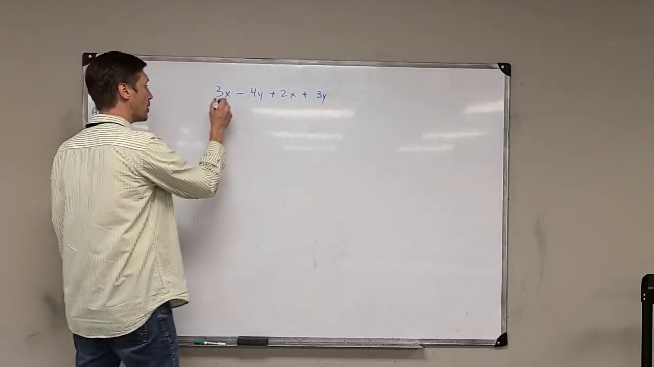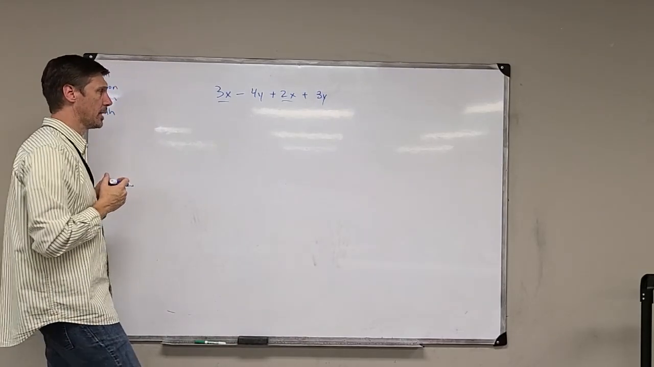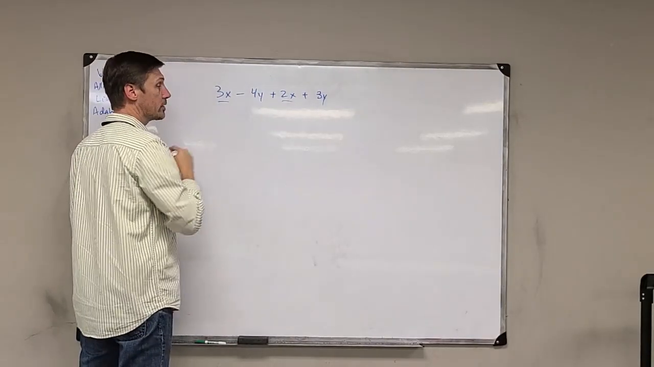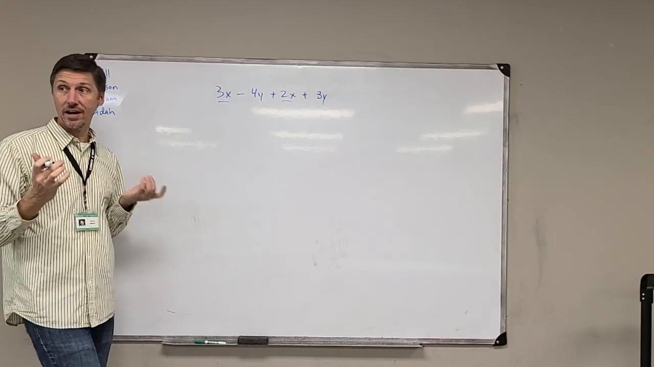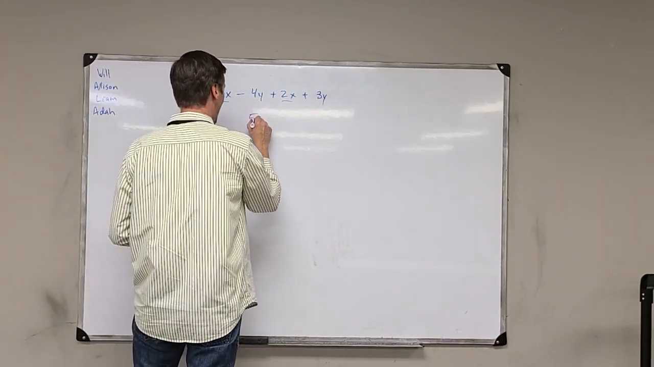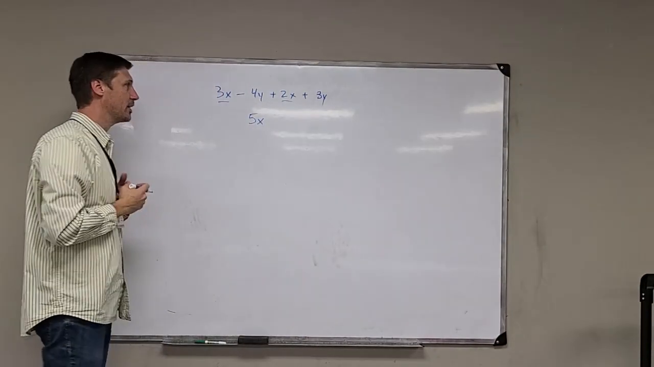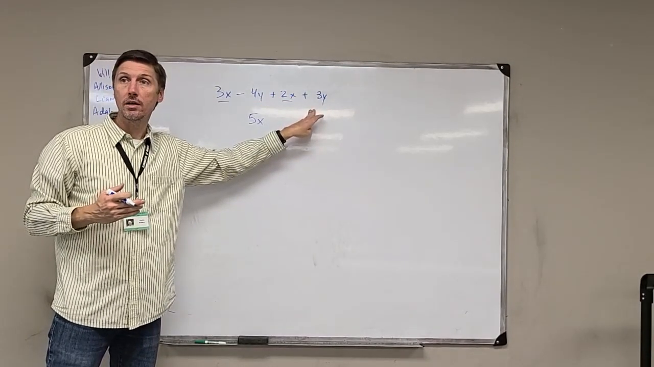So all of my X terms I can combine, right? And all of my Y terms I can combine. So 3x plus 2x gives me what? 5x, right? 3 plus 2 is 5. All right, so 3 plus 2 is 5x. Remember, we only add the coefficients. And then negative 4 plus 3 is what?